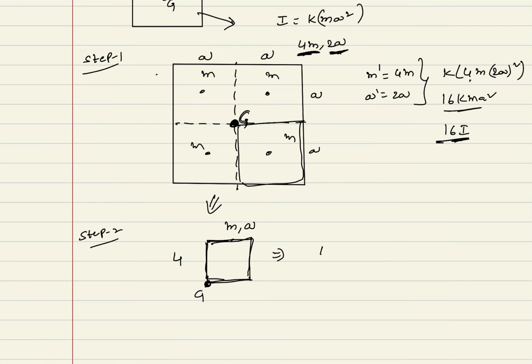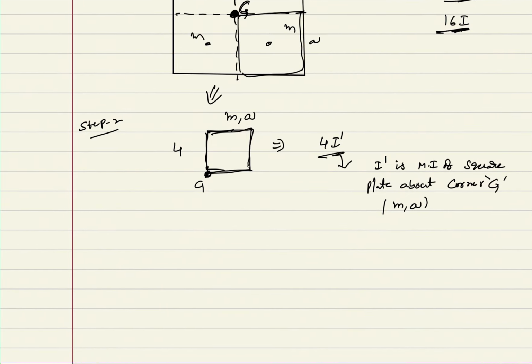Okay, this can be written as 4 into I dash. What is the meaning of I dash? I dash is the moment of inertia of a square plate about corner G, any corner. I have just taken a corner here. Okay, so I am taking this square plate as mass m and side a. Okay, 4I dash value about the corner I have written.